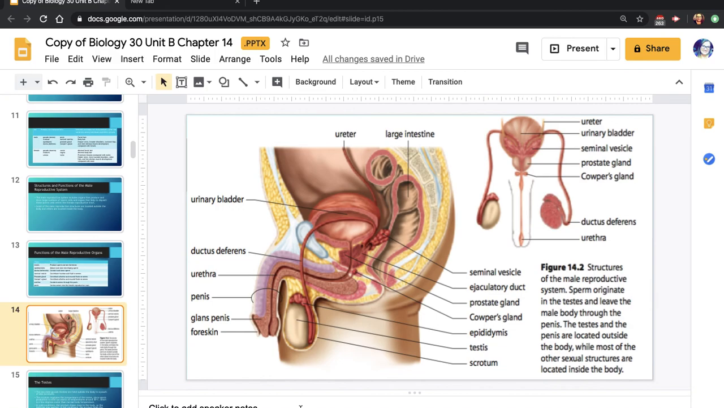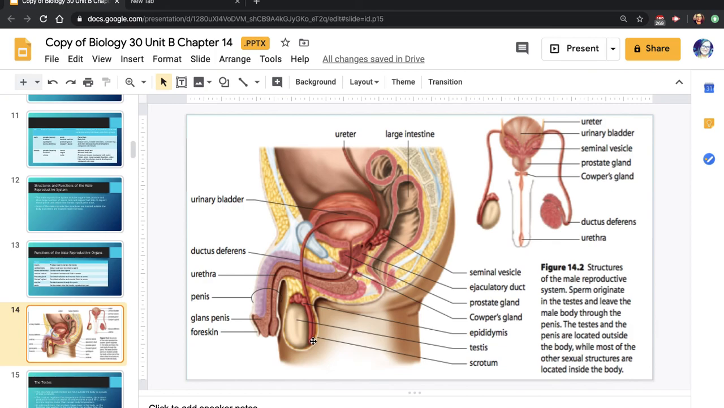This is the anatomy of it. I'll show you how we follow this through. So let me start at the testes. This is the testes. This is where the sperm would be created. And then once it's done being created, it's stored inside of this.